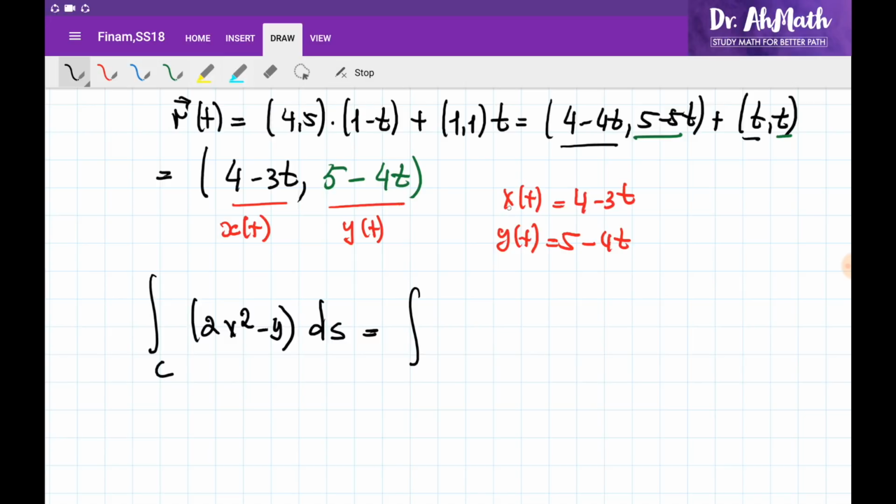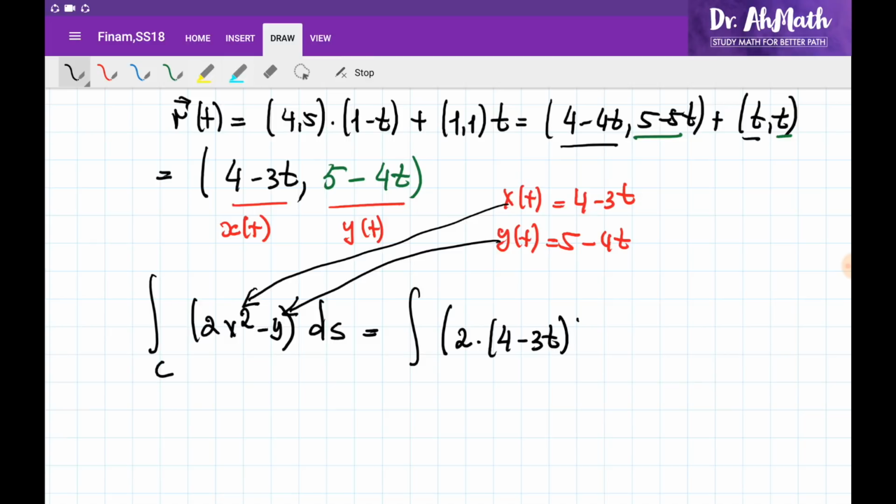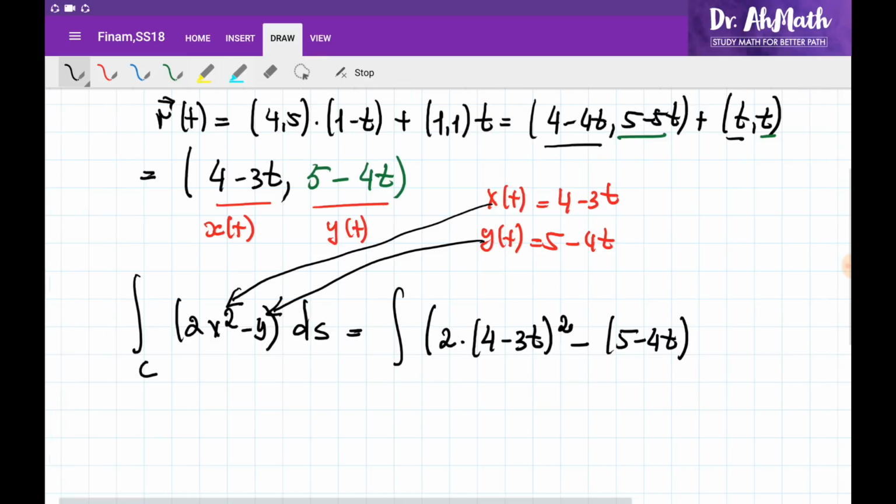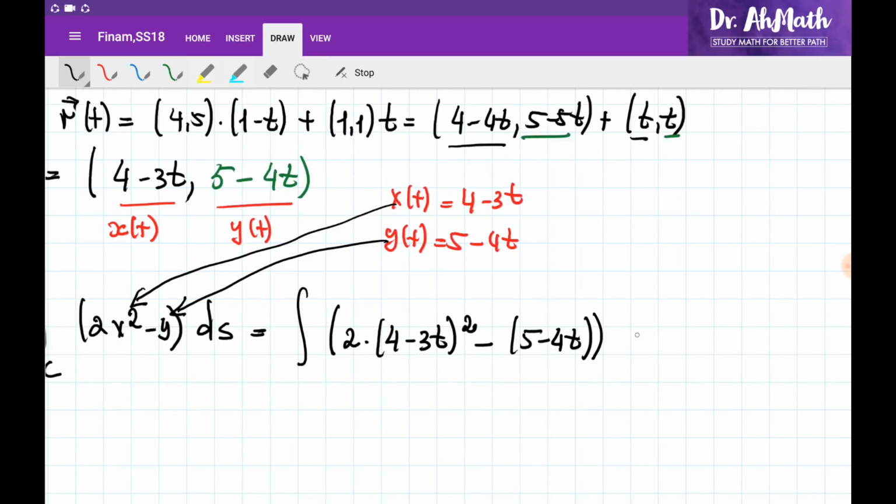In order to do this, we need to substitute x with this function and y with this function. So this is going to be the integration of 2 times (4 minus 3t) squared minus (5 minus 4t). And this is multiplied by the norm of r prime of t, and we have to integrate this with respect to t, where t is going to change from 0 to 1 for the line segment. So the only thing we need to do is simplify this term, and also find the norm of r prime of t.